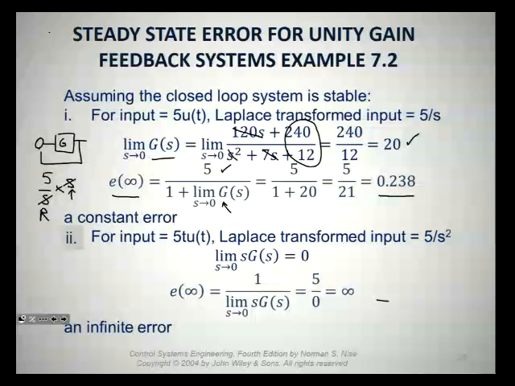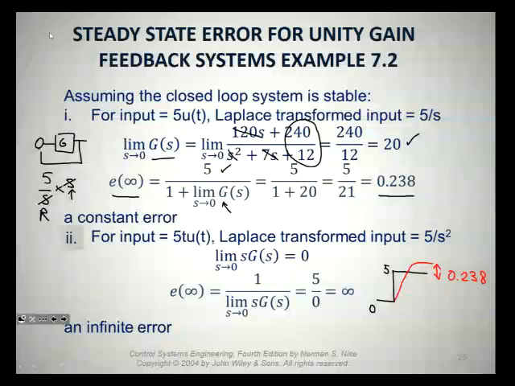Okay, so that's saying if you put a step of 0 to 5 into this particular system, I don't know what it's going to do, but your error at the end is going to stay constant, and it's going to be a positive value. It's just going to stay like that forever, 0.238. So that's telling you what your steady state error is. That's the whole point of this.